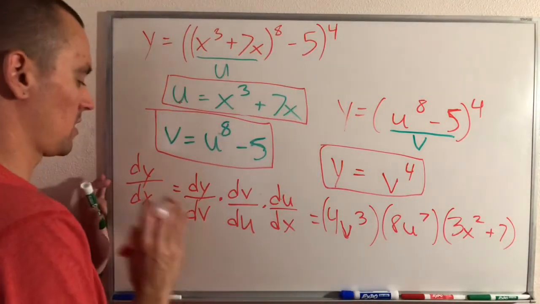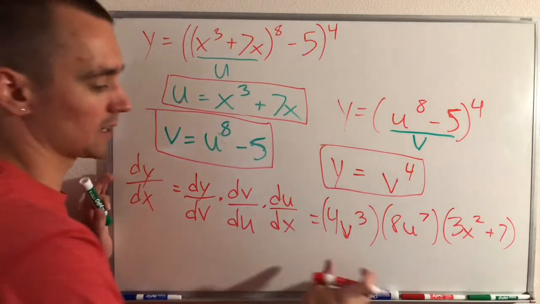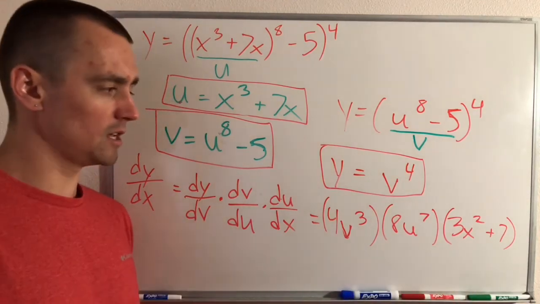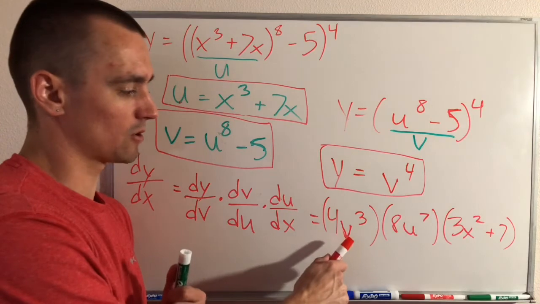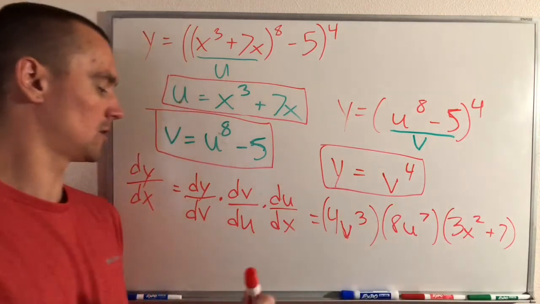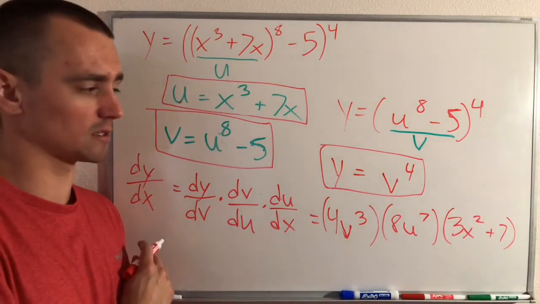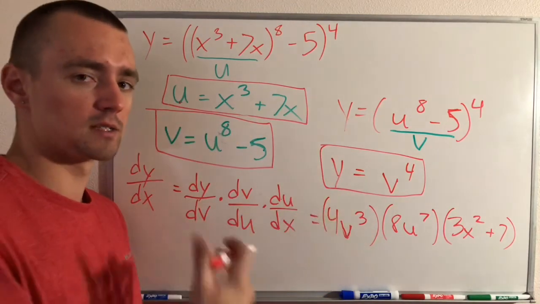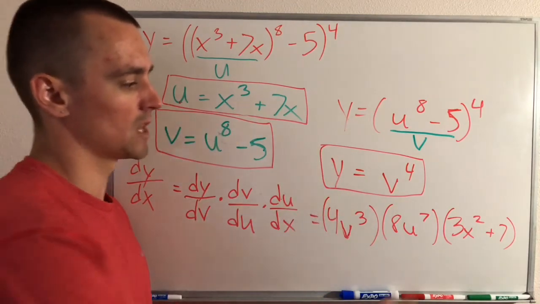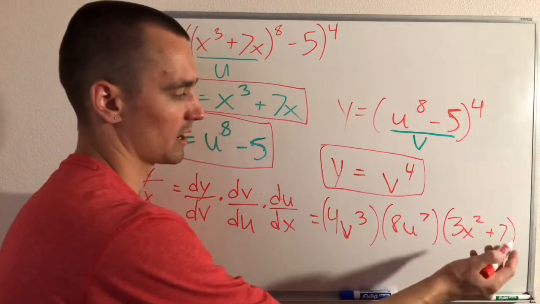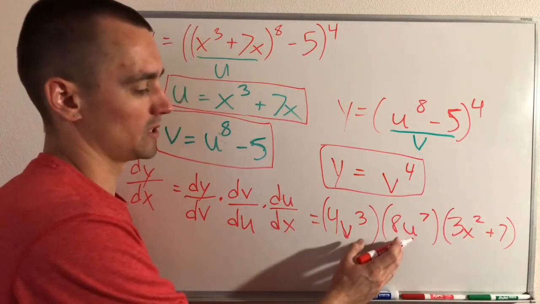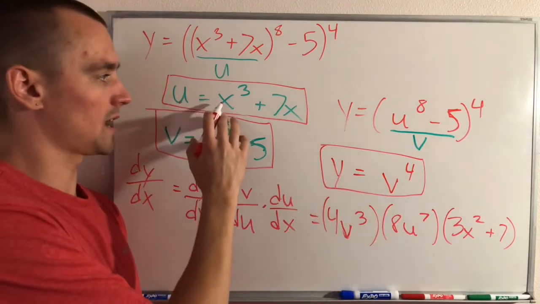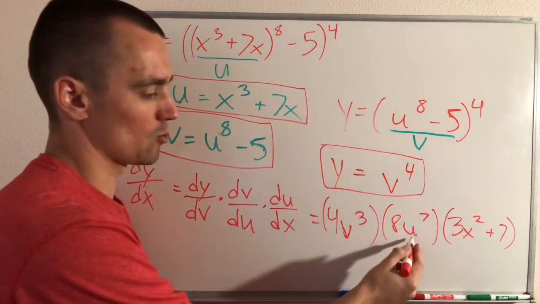So now we have the derivative of y with respect to x is the product of these three kind of simpler functions. However, the issue is now that we have this in terms of v, u, and x, and we just wanted the derivative with respect to x. So now we have to take these functions and substitute them back in to get it just in terms of x. So obviously this is already in terms of x, that's fine. So then the other piece we need to substitute is our u. So we can take u equals x cubed plus 7x and replace our u with that.